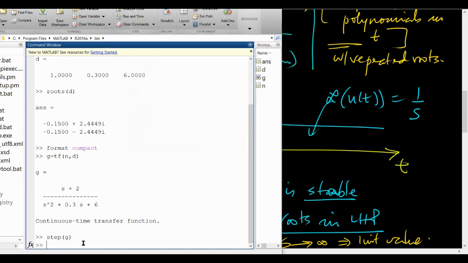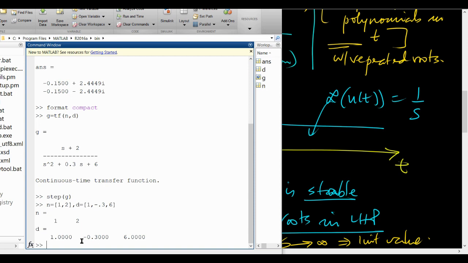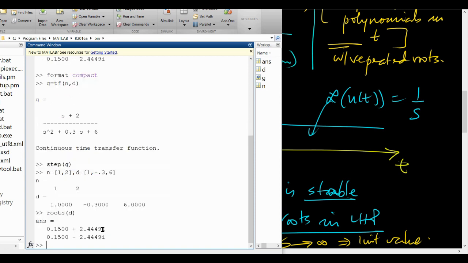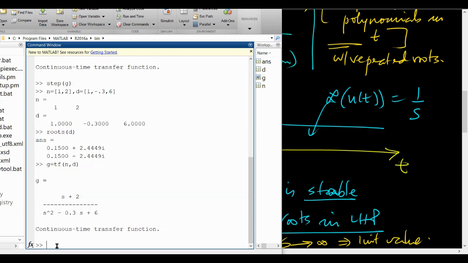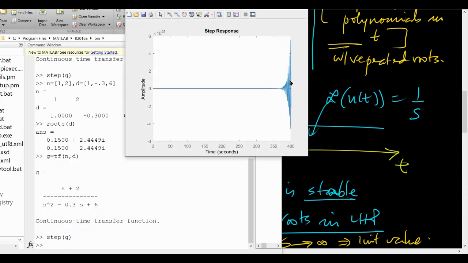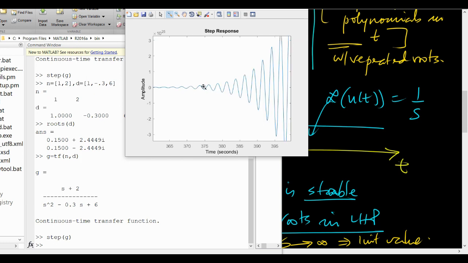Now let us look at something like this. Let us say n is the same but d is negative. This one is going to be unstable, right? So if I look at roots of d, you see it's got positive real parts. If I say g is equal to that, that's got positive real parts. If I look at the step response, you see it is growing exponentially. This is growing quite fast over here. It's oscillating and growing. If we zoom into a narrower area, then you will see the oscillations and the exponential growth more clearly. Very good.